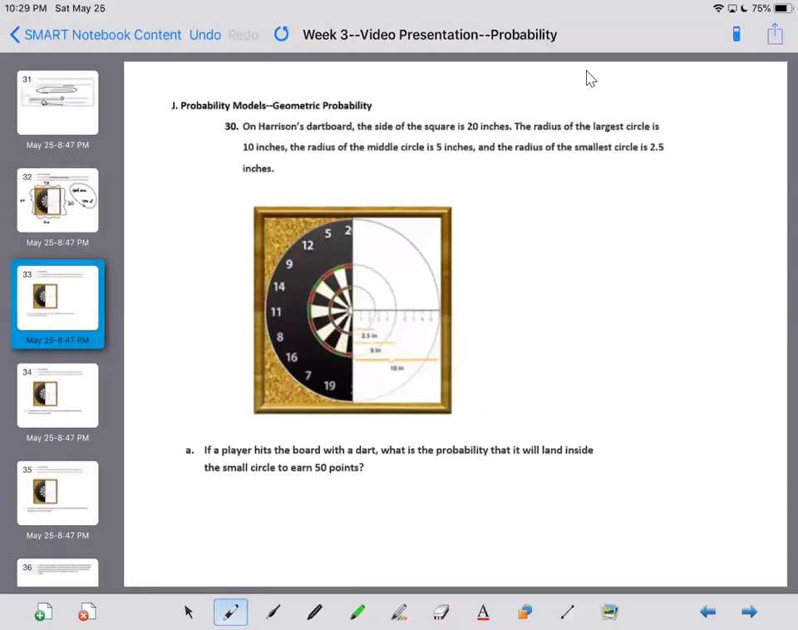If a player were to throw a dart and it lands inside the small circle, right inside here, we want it to land in there. Now, first let's notice some things. The radius of the large circle is 10. From the center to the edge is 10, and 10 on the other side creates the 20 of the board.